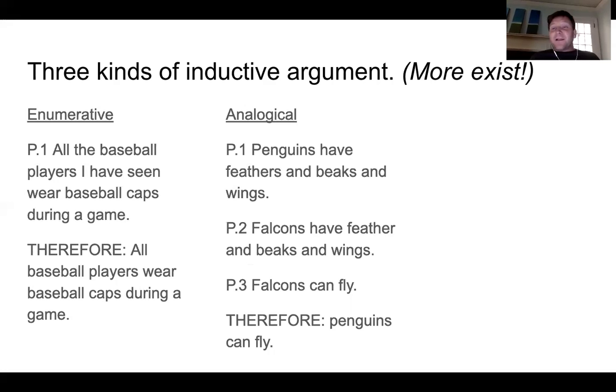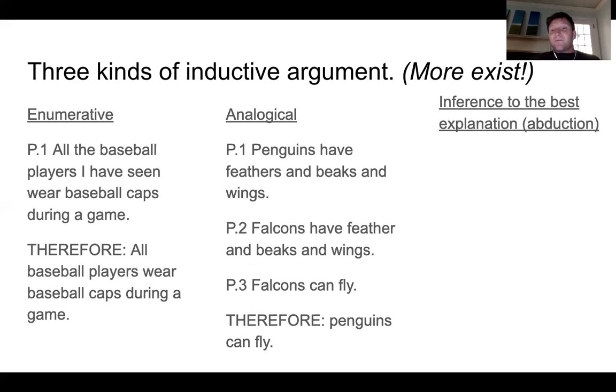And you notice the falcon has those things, and you know a falcon can fly, so you infer that the penguin can fly too, right? And this example shows you how that kind of logic often can be faulty. And the last one is what we call inference to best explanation, sometimes called abduction.